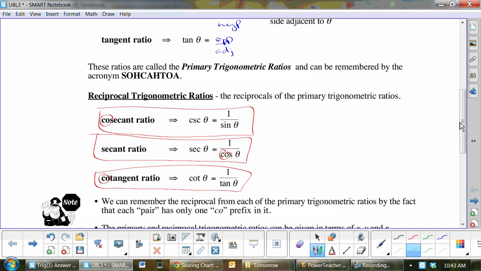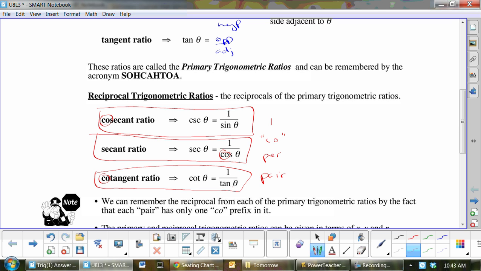So even though there's only one co per pair, the cotangent and the tangent really give away that they should be together. So it's just the cosecant, sine, secant, and cos that you might mix up, but now you never will, because if you ever see cosecant and cos in the same thing, you know you did it wrong. Okay, they don't belong together. So just one co per pair.